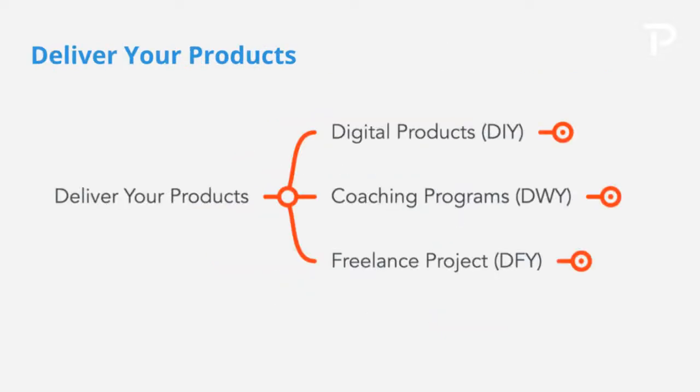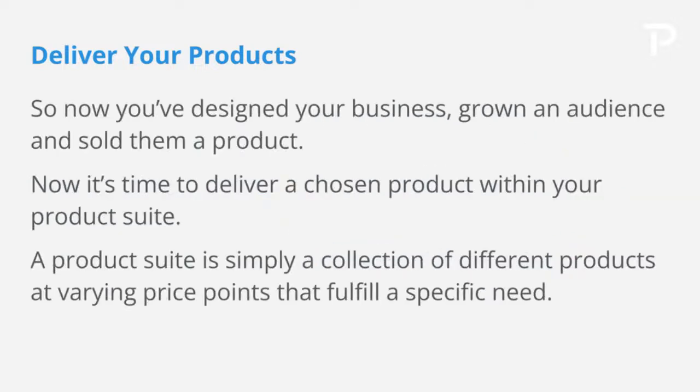So I break this step down into 3 main sections. Sure, there are further steps where you can break this down, but the 3 main sections I break it down into are digital products, so this is anything do it yourself; coaching programs, anything done with you; and then freelance projects, anything that is done for you. So some sort of implementation. So, deliver your products then.